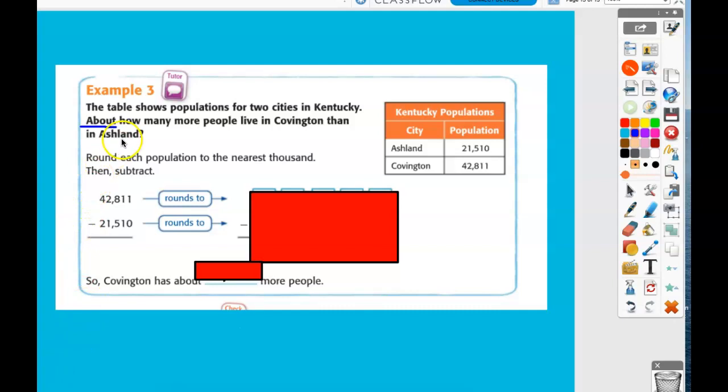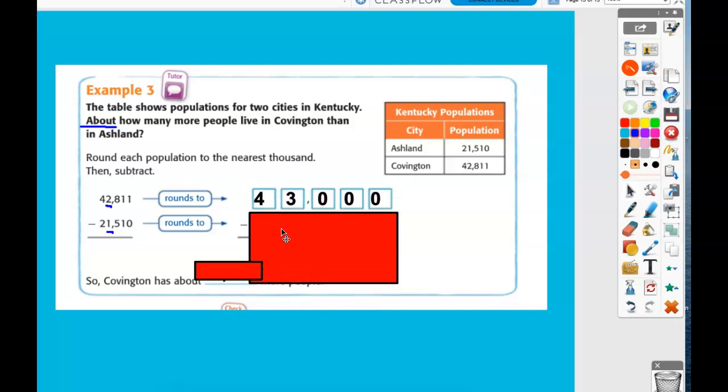So we know that we're going to round, and it's going to tell us to round each population to the nearest 1,000. So again, if you have your pen in your book, you should underline the 1,000 spot. That's 1,000 place value there and 1,000 place value there. All right. So 42,811. I'm going to round to the nearest 1,000. I need to look at the guy to the right. He is 5 or more. So 42,811 is going to round to 43,000.